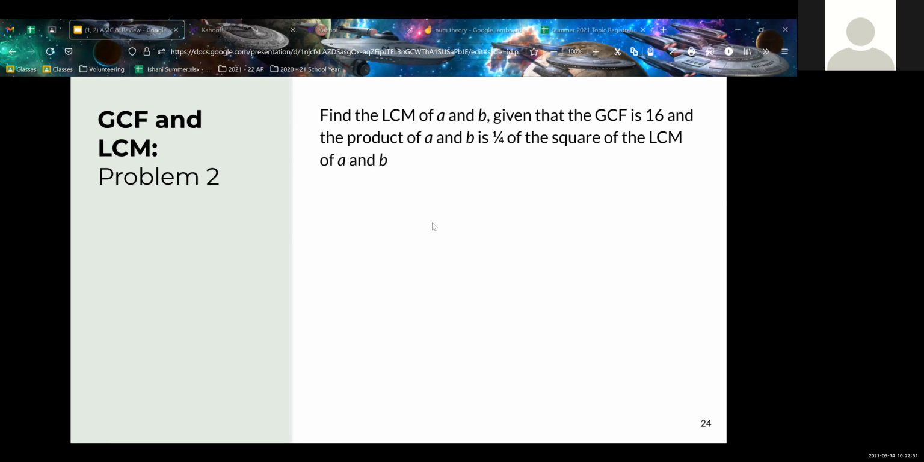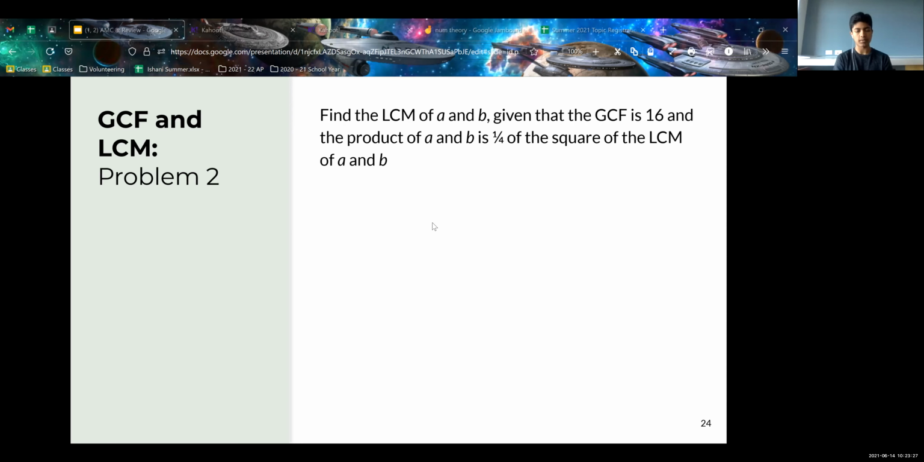Wait, so how do you not have to find what A and B are? Because that's how you apply the formula, right? Okay, the formula that we learned earlier shows that LCM of A and B times GCF of A and B is equal to A times B. So you wouldn't actually have to find what A times B is, because that would just be LCM of A and B times GCF of A and B, which would be LCM of A and B multiplied by 16. So you wouldn't actually have to find the value itself.